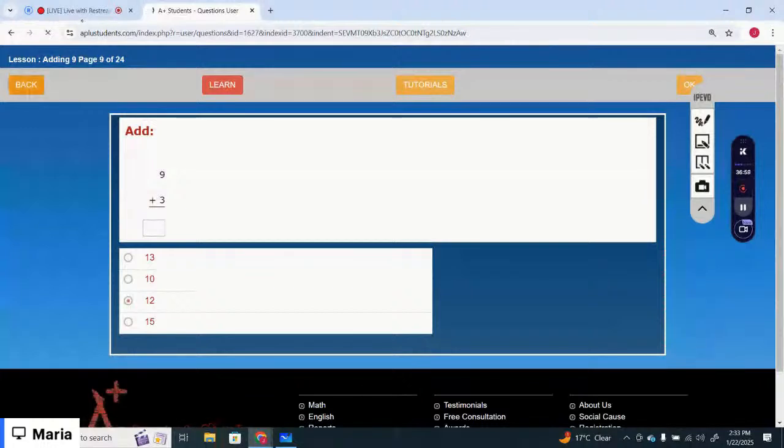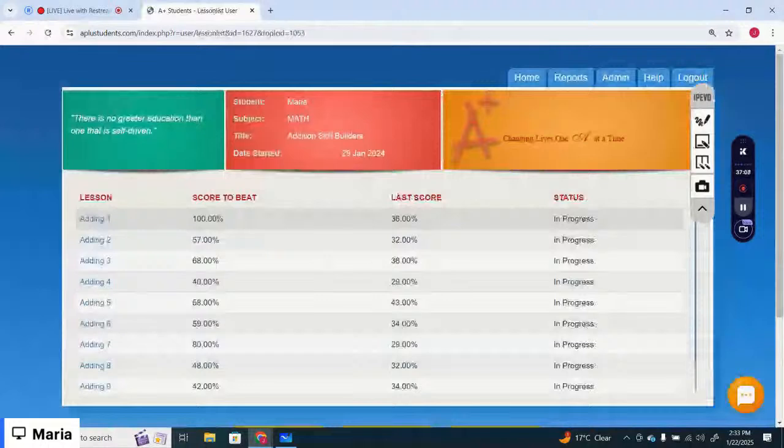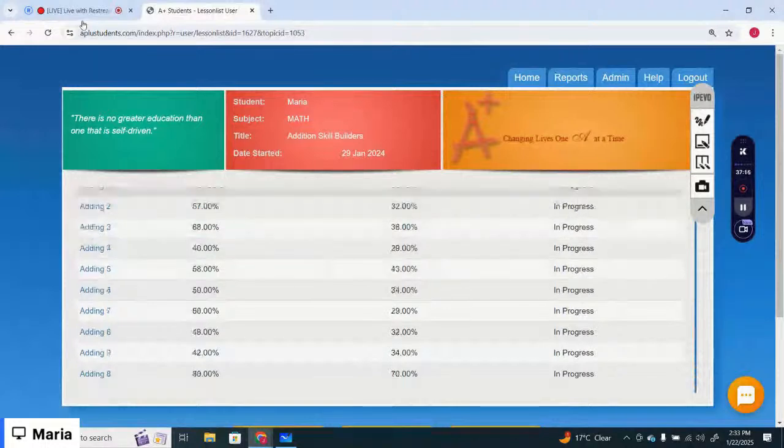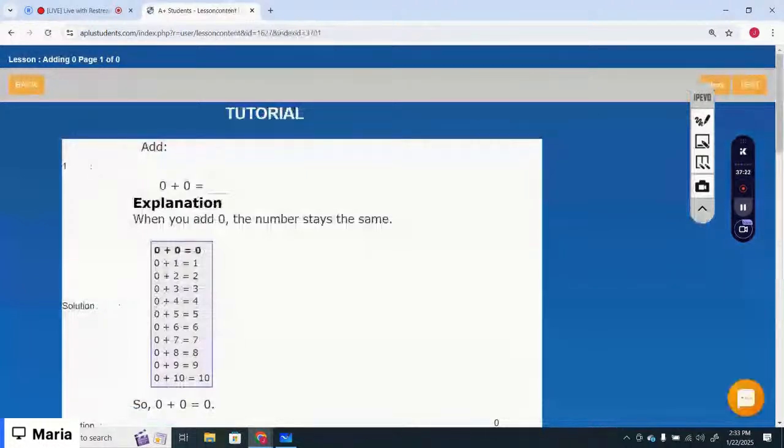Okay, you can complete the lesson by yourself later today. Let's just move on to the next lesson. That is the last lesson from the chapter, adding 0. Grade 1 maths. Whatever number you are adding to 0, the answer is always the same number you are adding to 0.